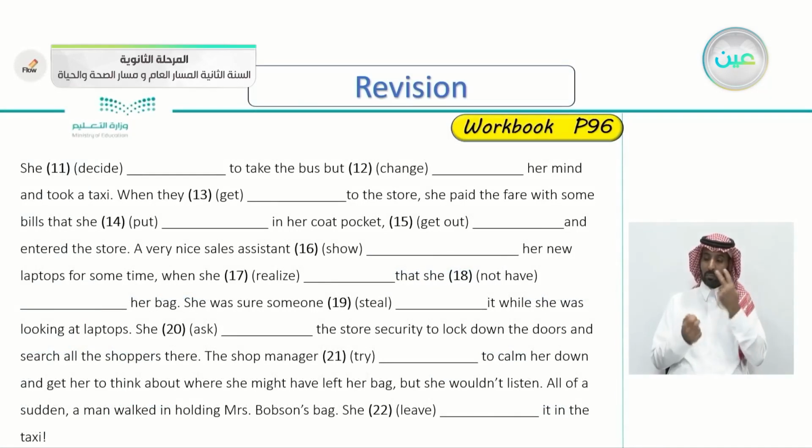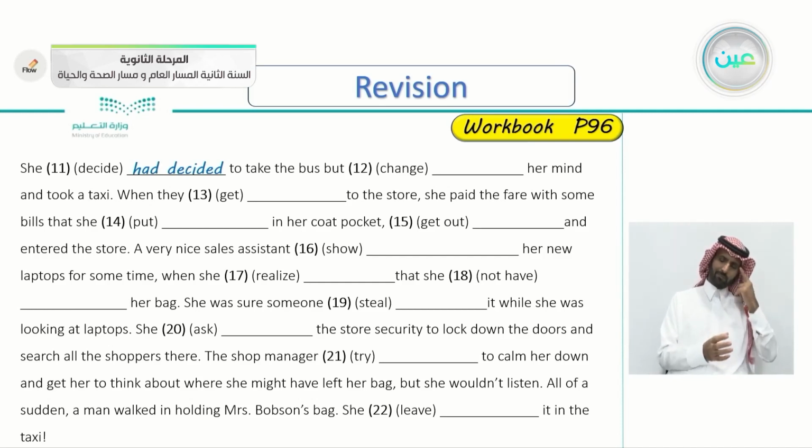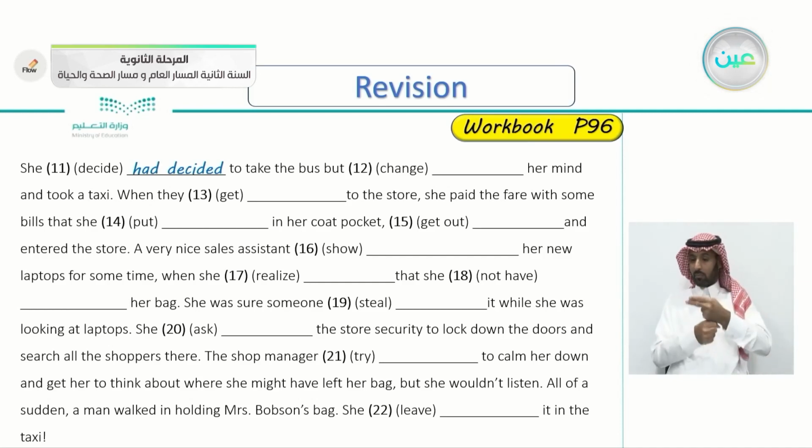To find, she decided to take the bus. So, very good, she had decided to take the bus, but changed her mind and took a taxi. She changed her mind, excellent, and took a taxi.